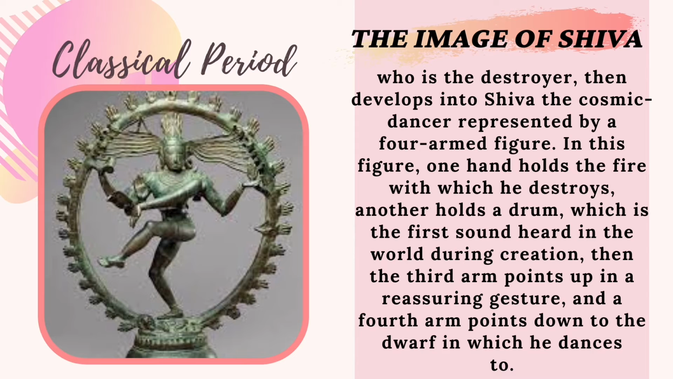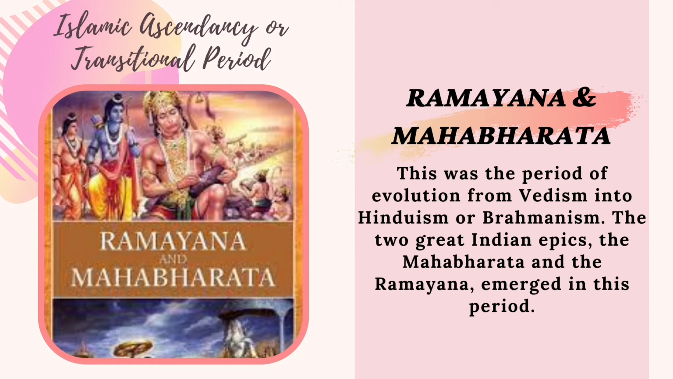During the classical period, we have the image of Shiva. He is the destroyer. Then develops into Shiva, the cosmic dancer, represented by a four-armed figure. In this figure, one hand holds the fire with which he destroys, another holds a drum, which is believed the first sound heard in the world during creation. Then the third arm points up in a reassuring gesture, and a fourth arm points down to the dwarf on which he dances.